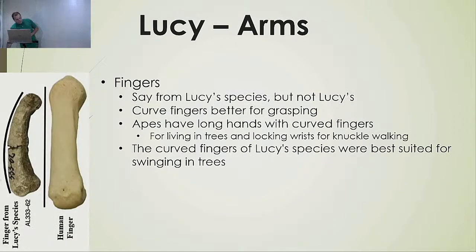Now the fingers. You can see one of the fingers there of an Australopithecine and a human finger. Very curved, very much like a modern ape. It's very well for grasping, very well for grabbing those trees and knuckle walking.